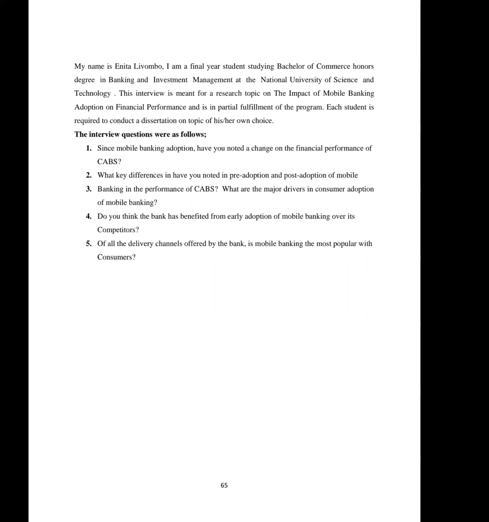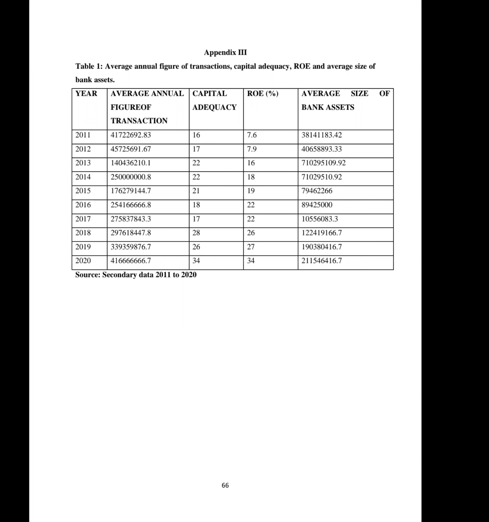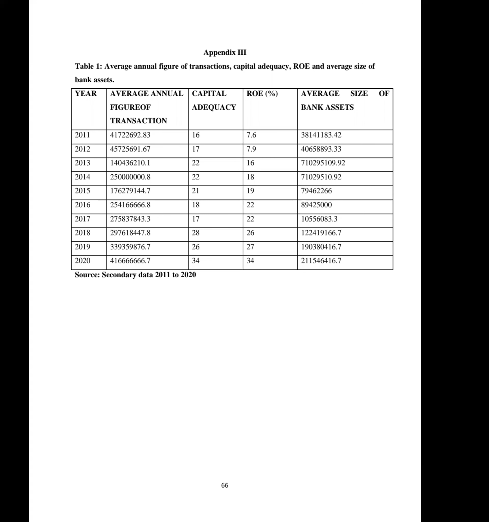And then Appendix 3, average annual figures of transactions related to capital adequacy, return on assets, and average size of bank assets. This information is from different secondary data sources, which presumably were acknowledged in the relevant chapter. So that's the end of the appendices of this student.